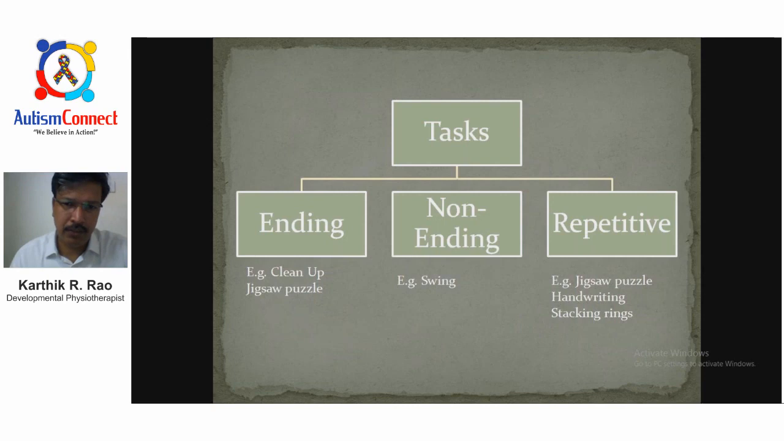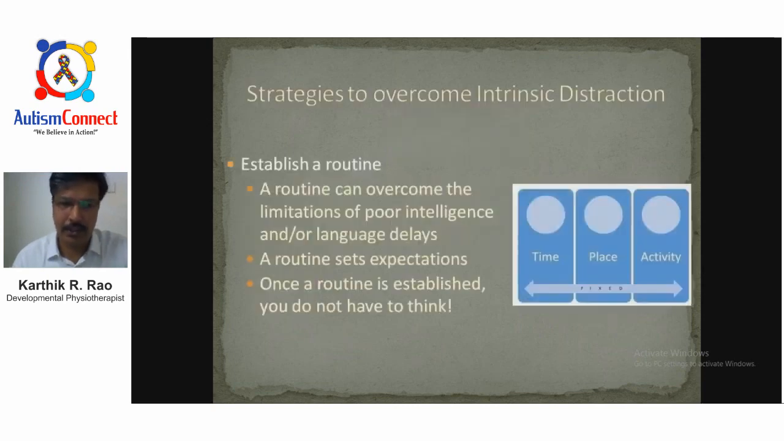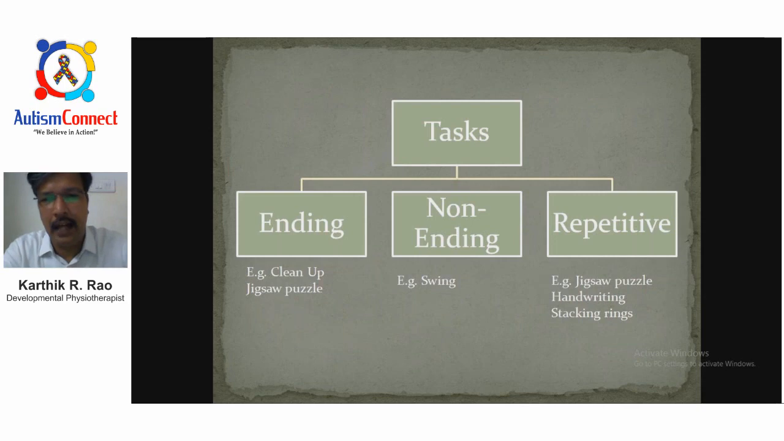The next thing that needs to be focused on to overcome intrinsic distraction would be task. And I find this as the most important thing, or the most important missing link in working with children with special needs. So what is this? The first thing is task completion. Every child needs to know that I have to complete a task before I move on to the next task. Now, this is very commonly seen in children with autism as well as in children with hyperactivity, that they move from one task to another without actually completing it.